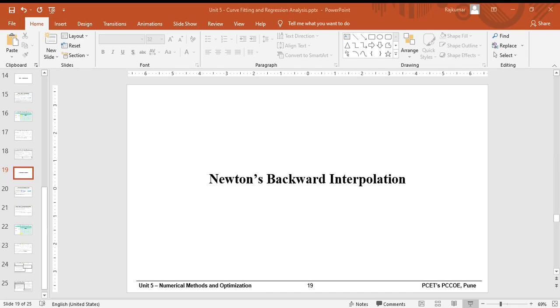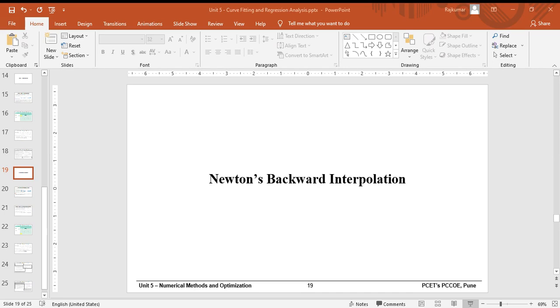Yp is equal to f of xn plus ph, which is equal to yn plus p into the backward operator, that is nabla, into yn, plus p into p plus 1 upon 2 factorial nabla square yn, plus p into p plus 1 into p plus 2 upon 3 factorial nabla cube yn, and so on, up to p into p plus 1 into p plus 2 up to p plus n minus 1 upon n factorial nabla to the power n y naught.